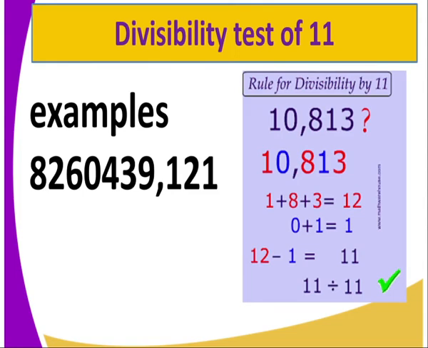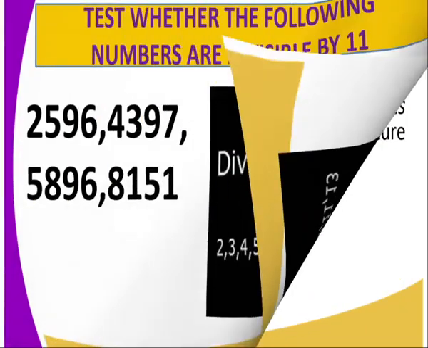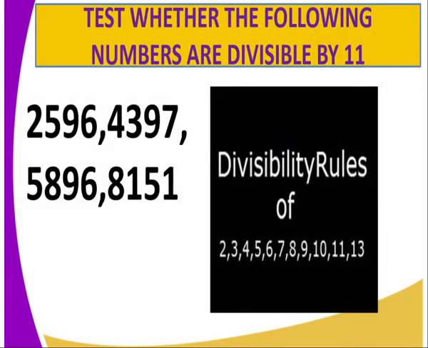Divisibility test of 11: you can test whether the following numbers are divisible by 11. That is 2,596,397 and also 5,968,151. You just get the alternate digits. So this is the activity whereby you are required to test whether these numbers are divisible by 11.